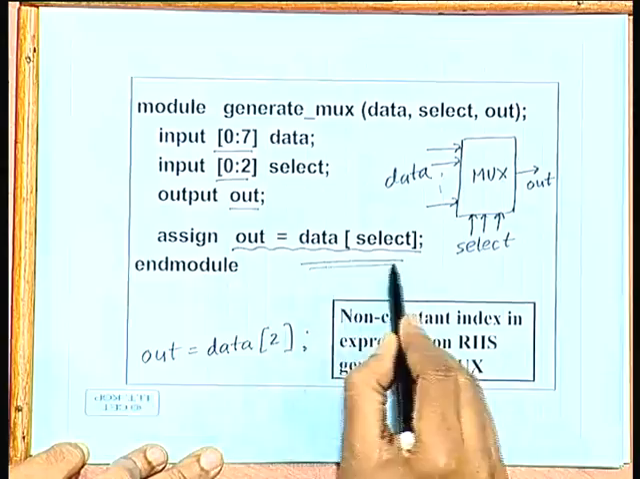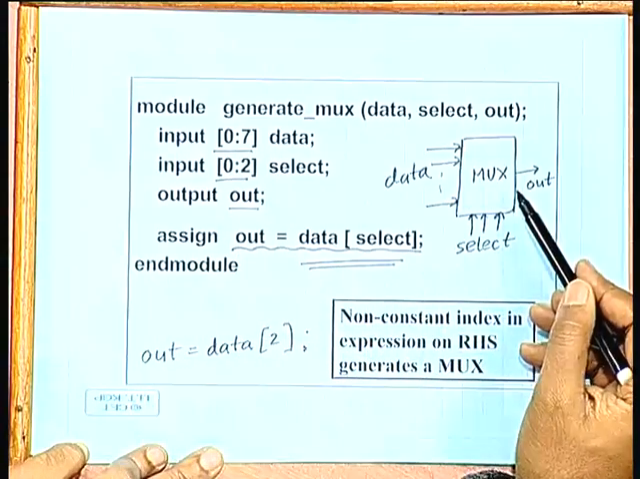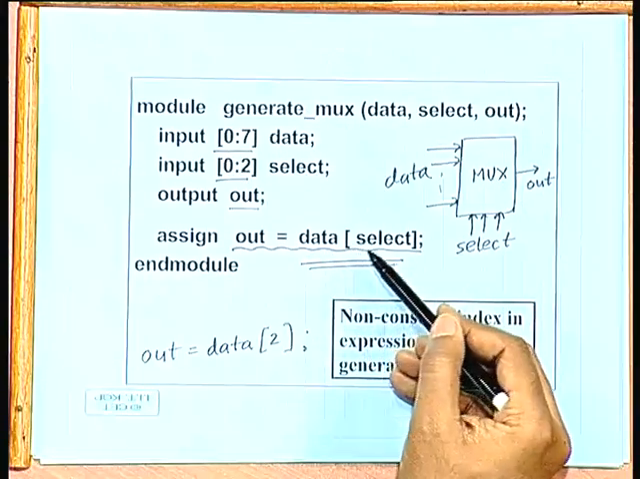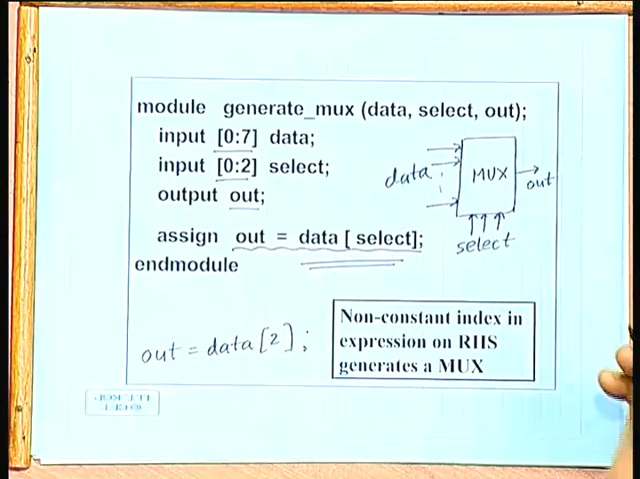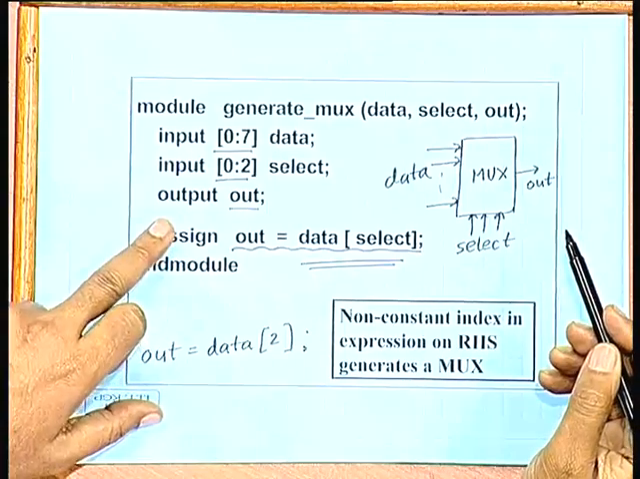This is appearing on the right hand side of the assigned expression. So, as a result, a multiplexer is getting synthesized. But if this appears on the left hand side, yes. The out is not declared as wire here, and by default it is a wire.